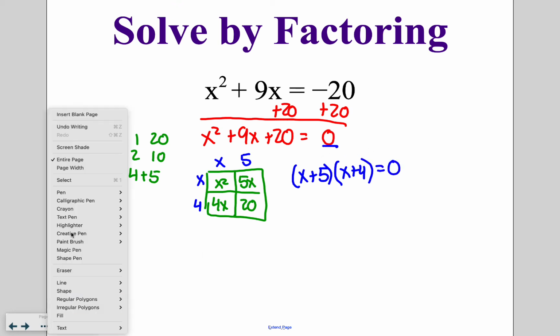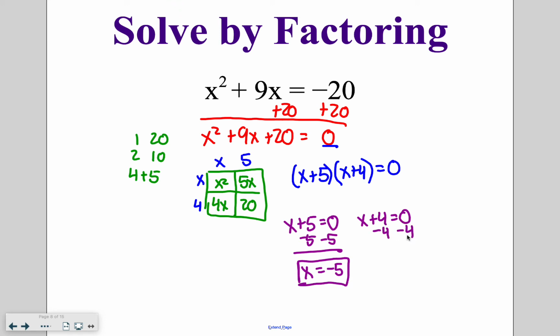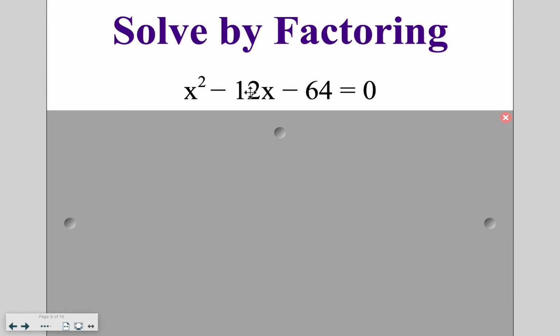So that means one of our two pieces has to equal 0, so we're going to separate it out, and we're going to say our options are x plus 5 equals 0, or x plus 4 is equal to 0. Solving the first one, I'm going to find out that my answer is negative 5, not positive 5. X is equal to negative 5. And then for my second one, I subtract 4 on both sides and find out that my second possible answer is x is equal to negative 4. Once again, you could plug them back in to prove that they both give you an answer of 0. Go ahead and try this one on your own.